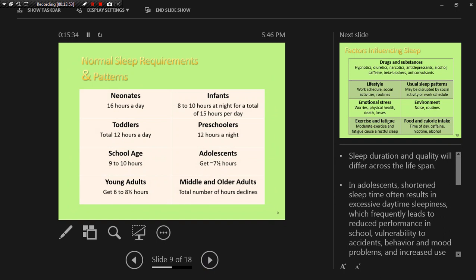So if we looked at normal sleep patterns, I'm not going to read the slides to you, but I think it's important to know that obviously the younger, the more sleep they're going to be requiring, versus when we get to be adults, older age, the sleep requirements decline. And we know that stress and illness, surgical recovery, all is going to increase our metabolic rate, which is going to increase our sleep need. So even though young adults need somewhere between 6 to 8.5 hours, you may need more during certain times of life.